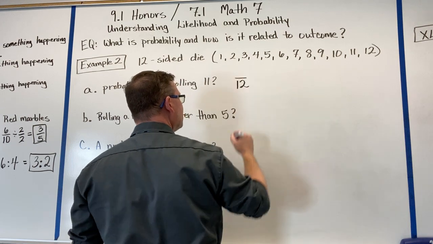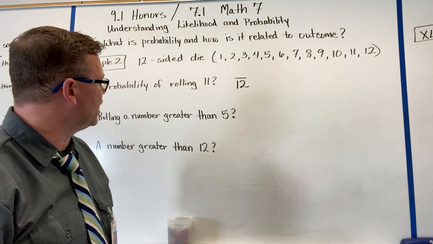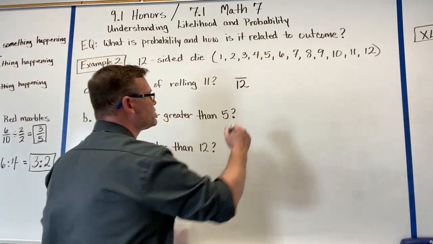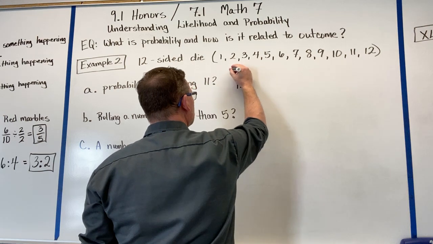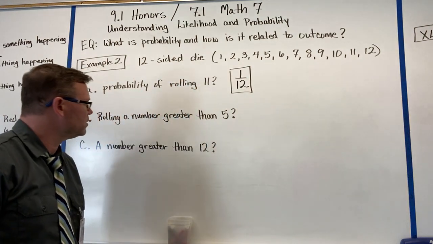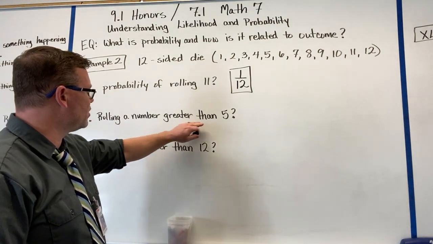Our total amount of outcomes is 12. There's 12 outcomes, okay? And then how many of them can equal 11? Just 5 and 6, just 1. So the probability is 1 out of 12, okay? Hopefully that makes sense.